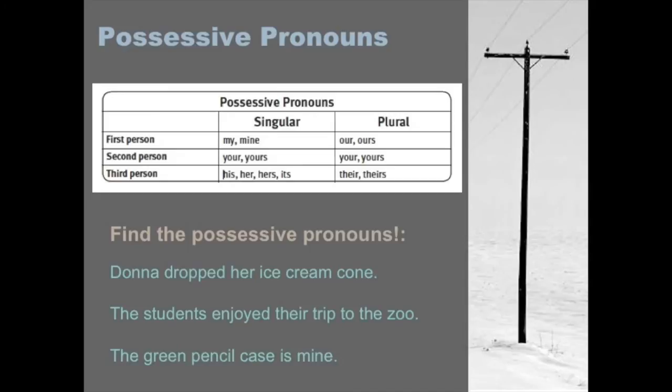Finally, in our last sentence, the green pencil case is mine, we have a possessive pronoun that stands on its own. It doesn't have the object that is being owned directly after it. Mine is the possessive pronoun, and it's by itself in the sentence. The antecedent for mine is the person who is speaking.